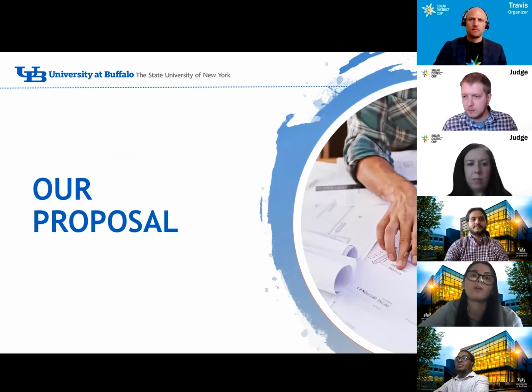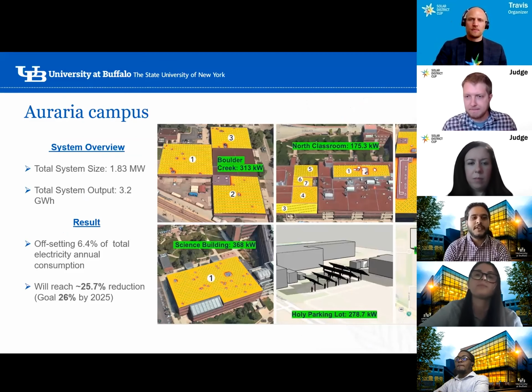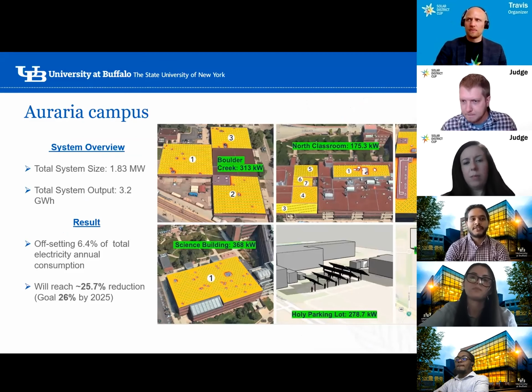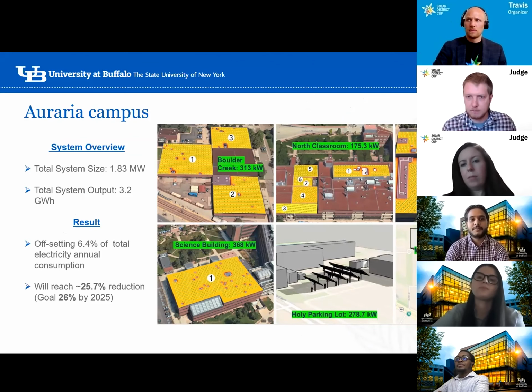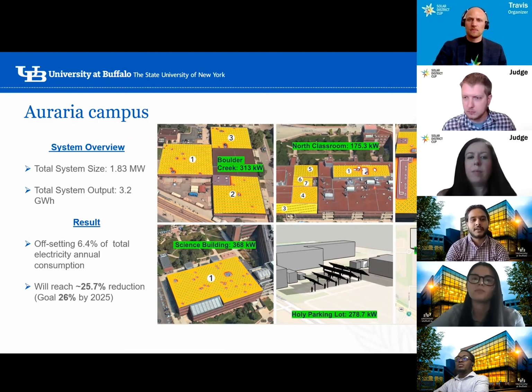And now Anirudh will talk more about our proposed design. Okay, so we are proposing a 1.8 megawatt system for the Auraria campus that will offset 3.2 gigawatt hour energy annually. It consists of 1.3 megawatt rooftop system, which are located on Science Building, North Classroom, Boulder Creek, and Cherry Creek. In addition, we do have 2 carport systems of size 540 kilowatt on Maple and Holly parking lots.